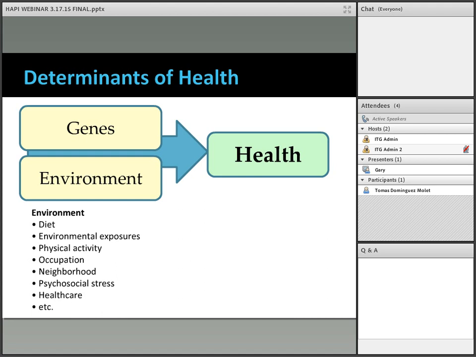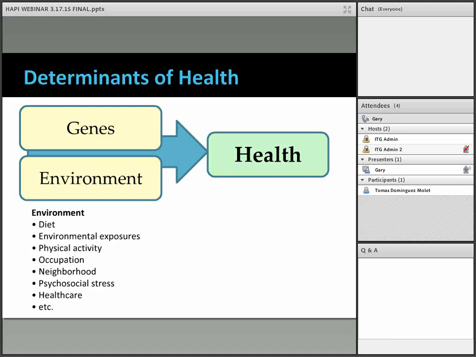I just want to start by really putting some of what we do in context, is that a lot of us are asking big questions about what drives health and health disparities. And, you know, housing is an important part of that equation, and it falls within this larger scope of how the environment affects our health. So everything from diet to neighborhoods and stress and healthcare and occupation. And we're really trying to answer these fundamental questions about these linkages.